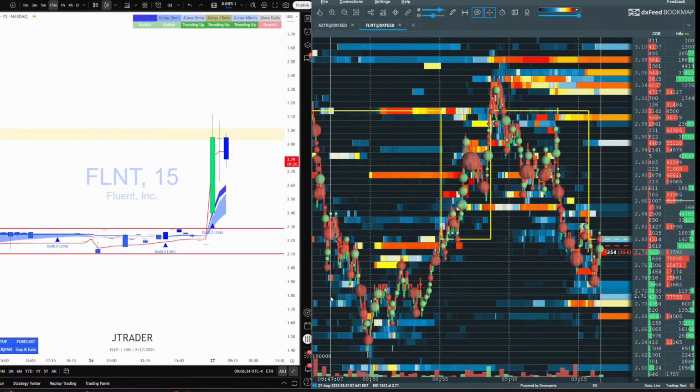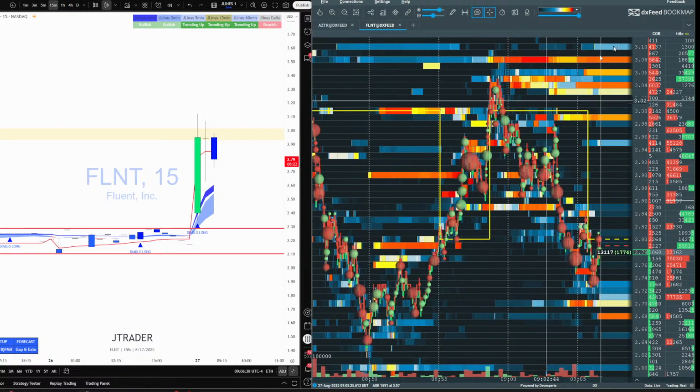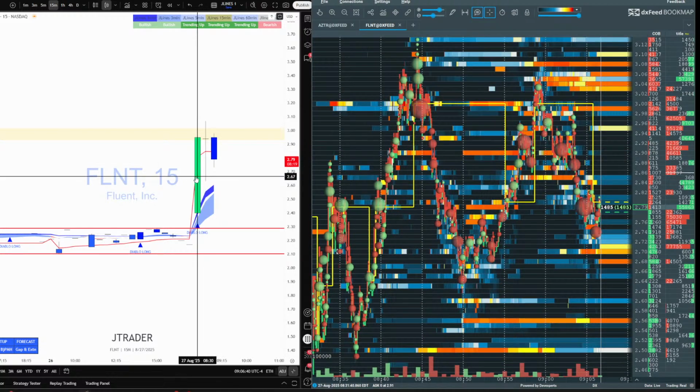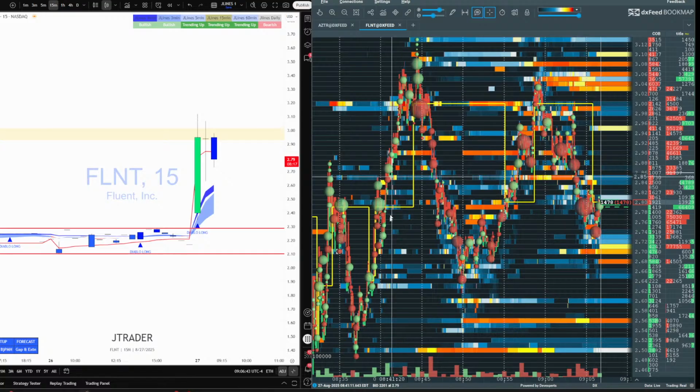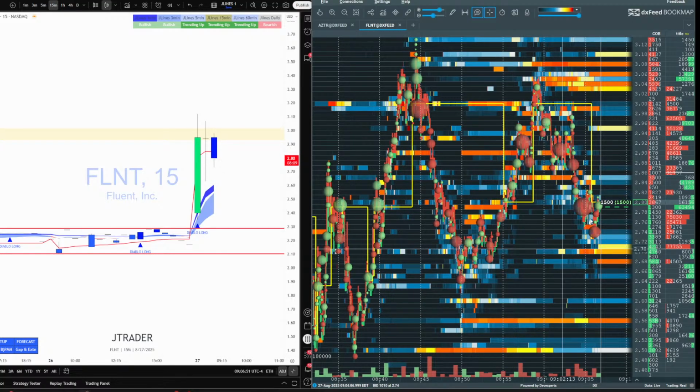So glad you're here. All right, let's start right away with FLNT. It's a stock that I've been following since it came up over here, 8:30. You can see Bookmap order flow on the right of the screen. A few things to analyze over here.